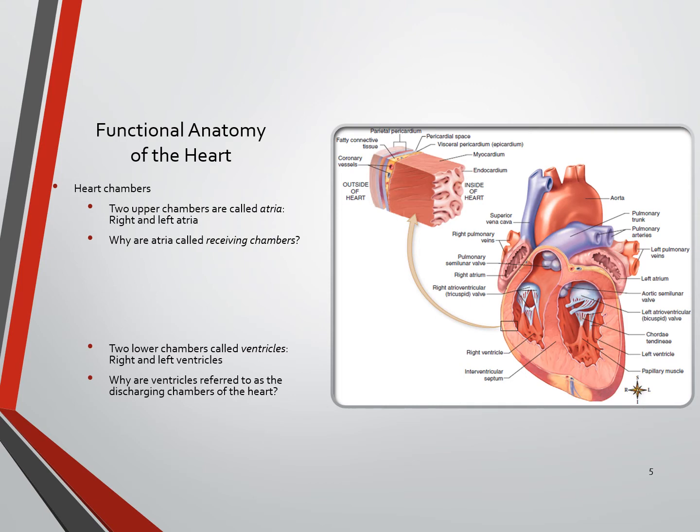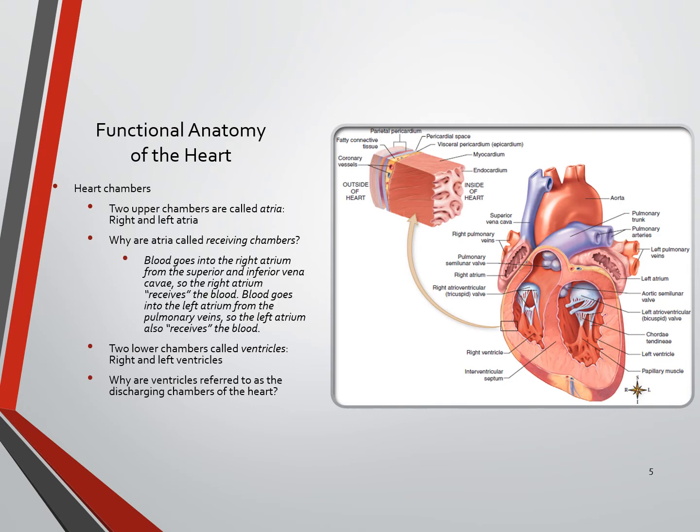So why would you expect that the atria are often referred to as receiving chambers, while the ventricles are often referred to as discharge chambers? If you thought or said that the atria receive blood and the ventricles discharge or pump blood to other areas like the lungs or the body, then you would be absolutely right. When we're talking about the atria, blood enters the heart on the right side in that top right atrium from the superior and inferior vena cava, and then it goes into the left atrium when it comes back from the lungs, and so the left atrium also receives blood.